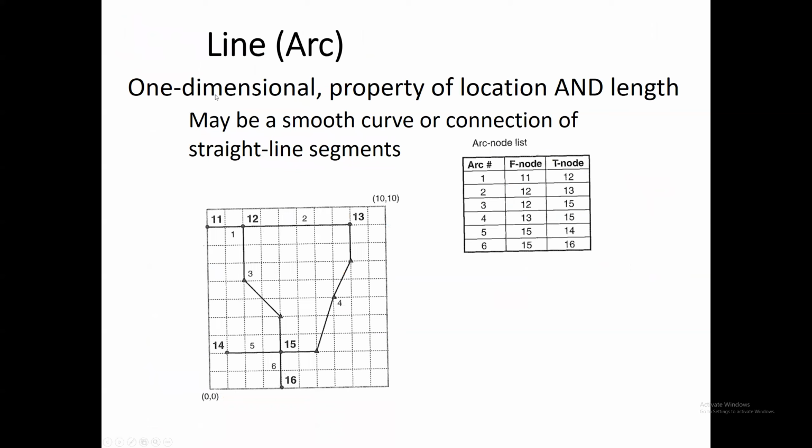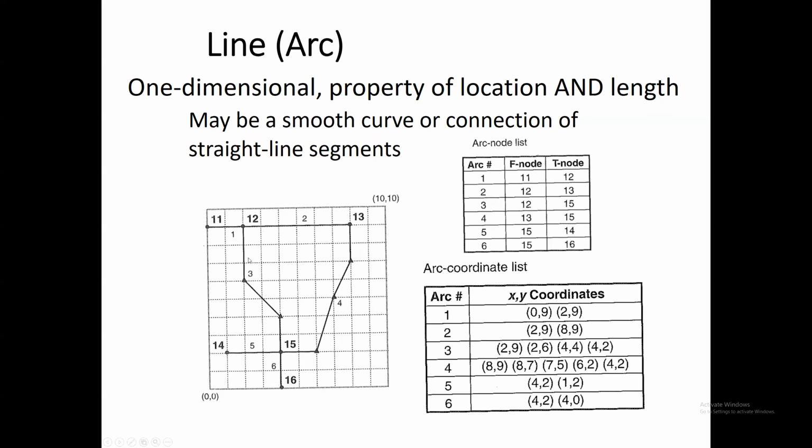Lines, on the other hand, are essentially collections of points. They're arcs. One-dimensional, they've got location and length. In this case, they're connections of straight line segments. These bold numbers, 11, 12 and such, are nodes. And then the lighter numbers here, 1, 2, 3, 4, are the actual line segments. So line 1 starts at node 11 and ends at node 12, the first node and then the terminal node.